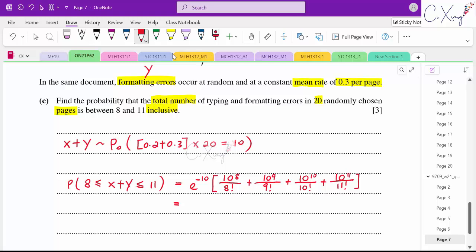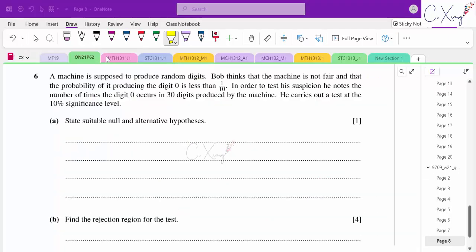Okay, so by using a little bit of help from the calculator, if you didn't make any careless mistake, the answer for this one should be 0.477, correct to 3 significant figures. Yeah, so this is how we answer question number 5.